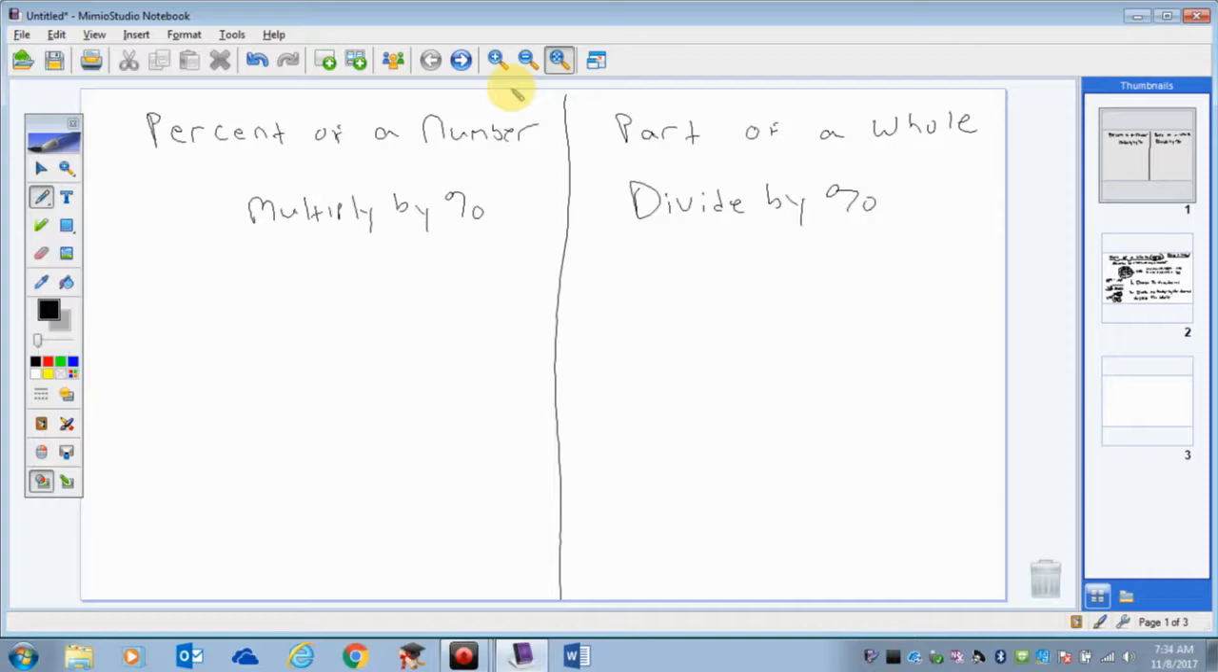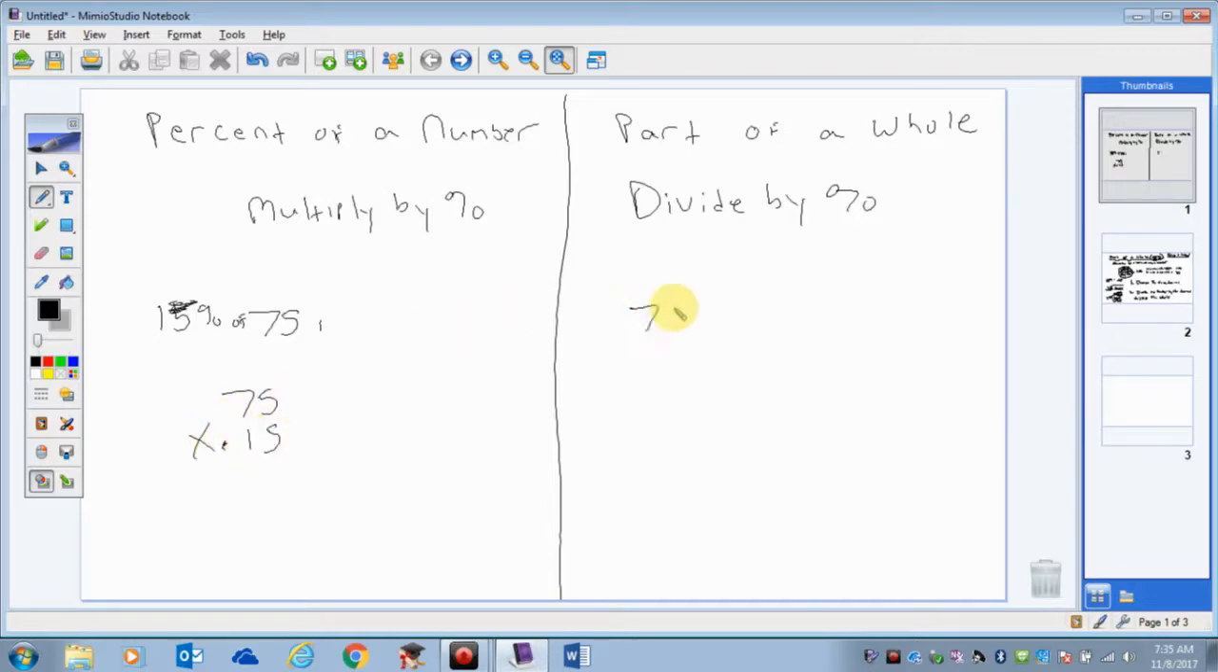Now, if I have a divisor that's over 1, like if my percentage is like 125%, then your answer might be lower than your original number. So for percent of a number here, I'm going to do 15% of 75 for percent of a number. So I'll take 75, multiply it by 0.15.